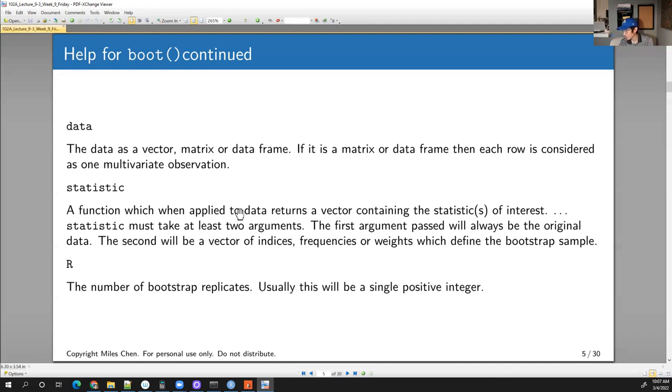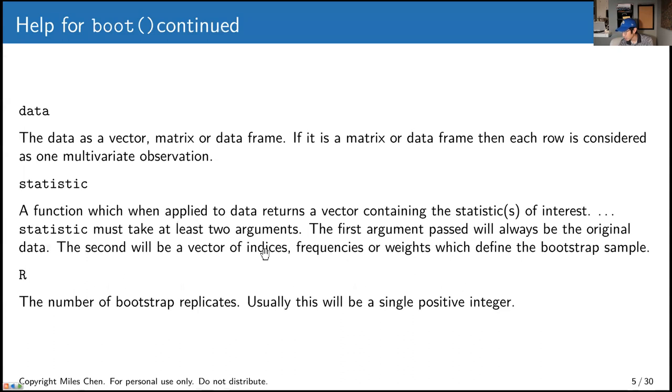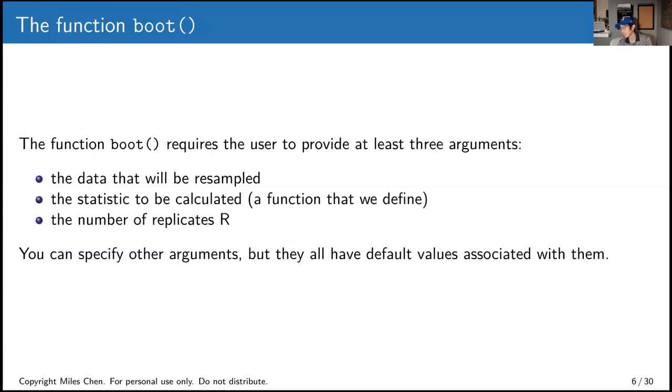The statistic function is always going to take in two arguments. The first argument will be the original data, and the second will be a vector of indices, or frequencies or weights, which will define the bootstrap sample. And R is going to be the number of bootstrap replicates. Usually this is just a positive integer like 5,000 or 10,000 or something like that. So these are the three arguments that we need to provide. We can specify the other arguments, but they all have default values.